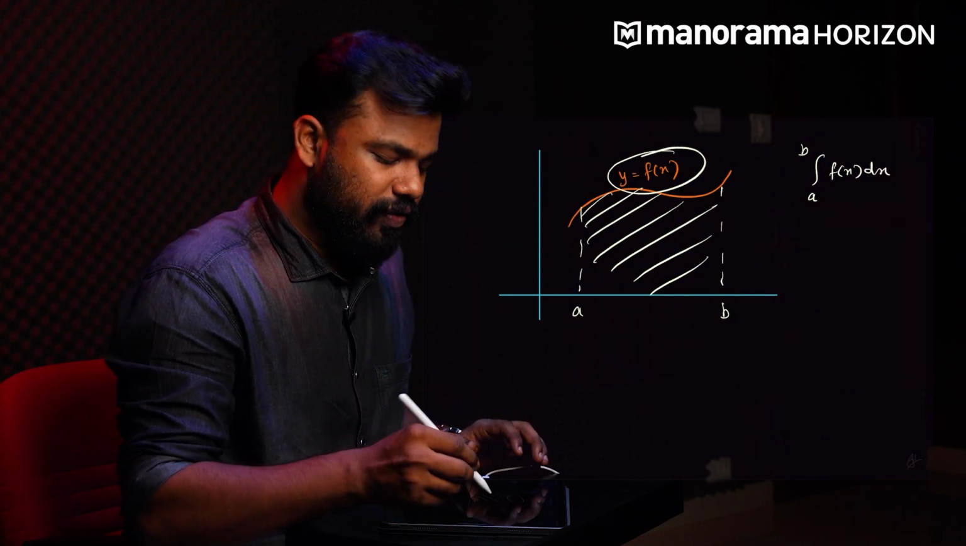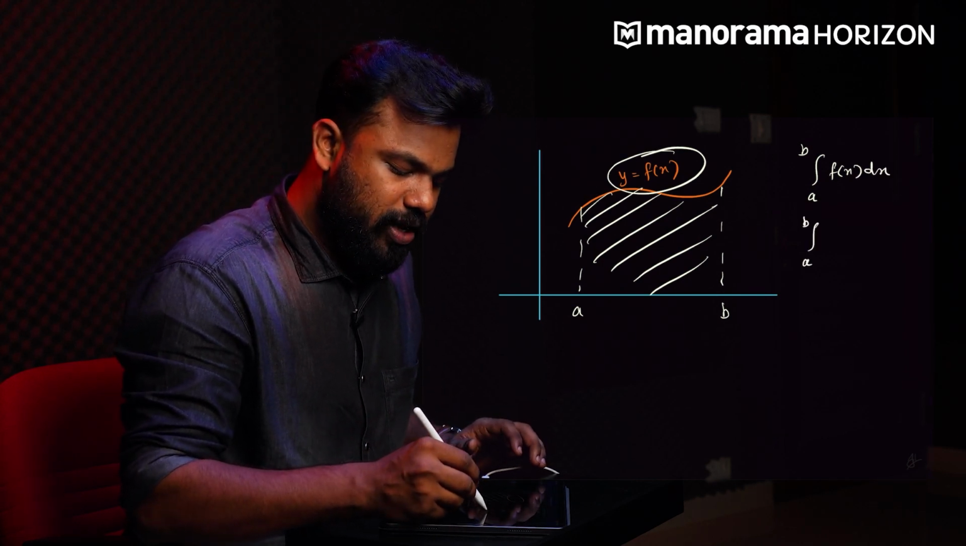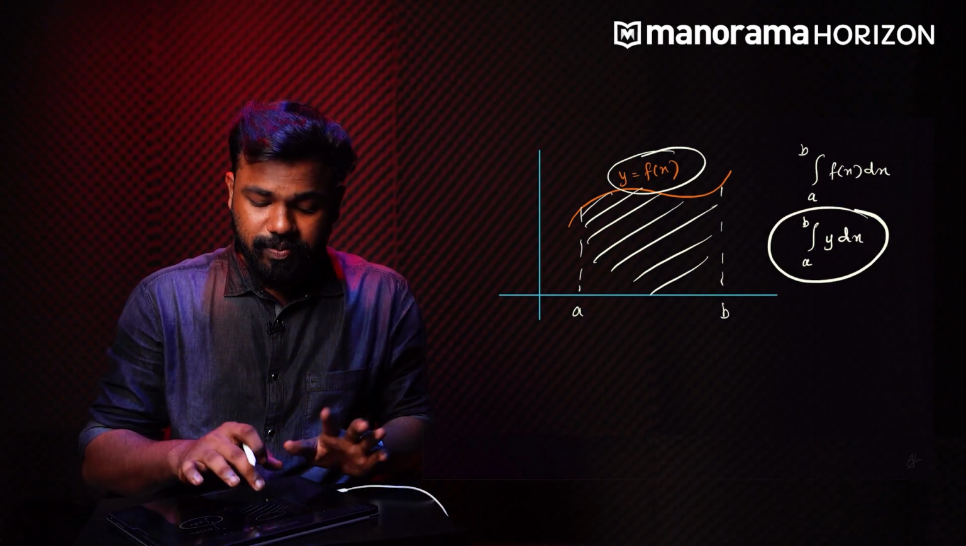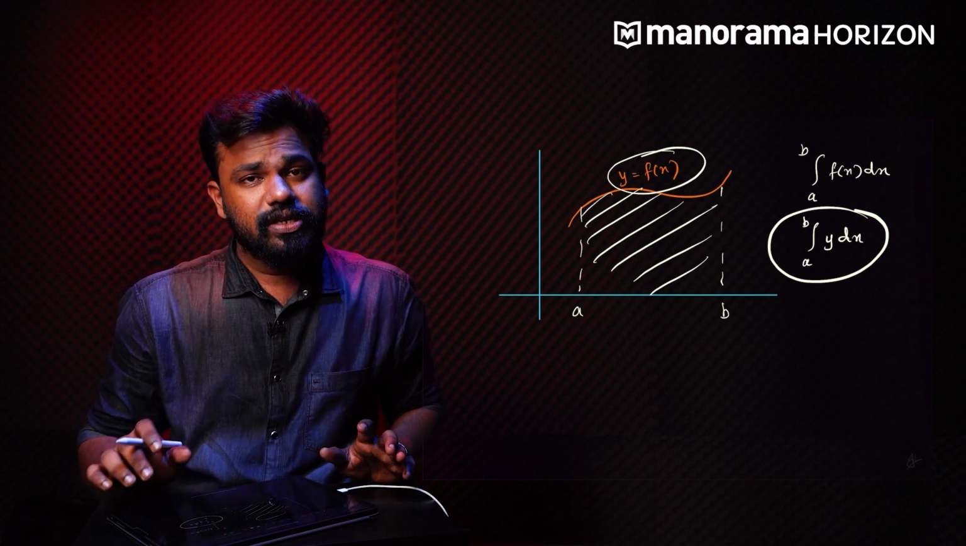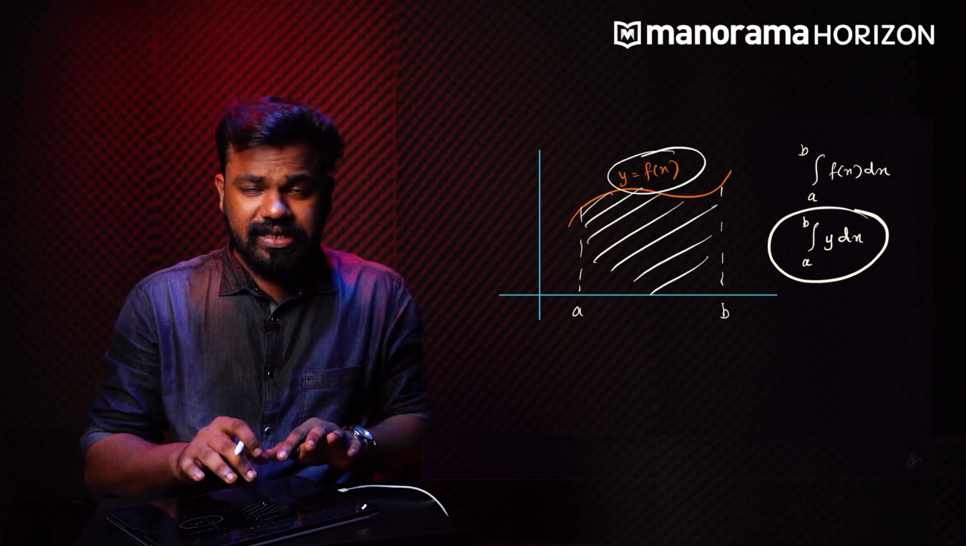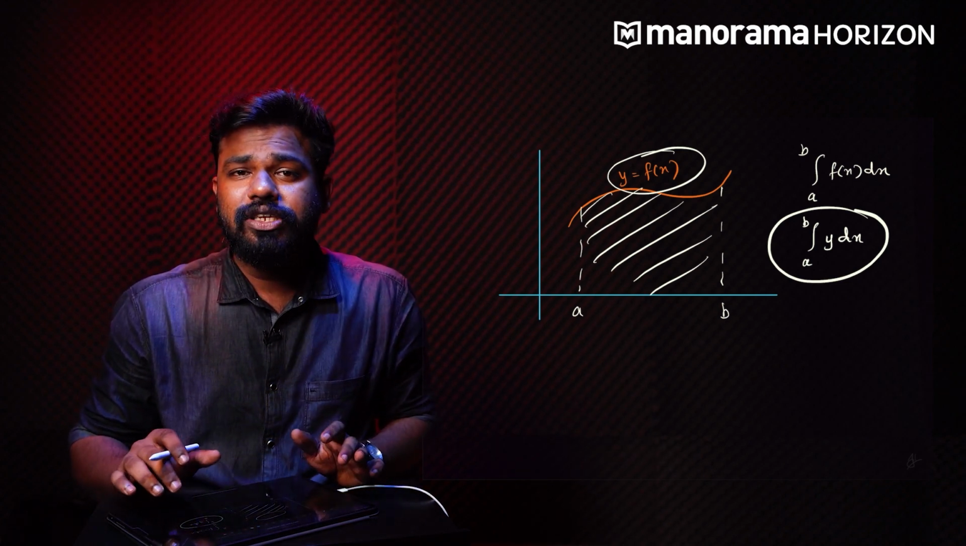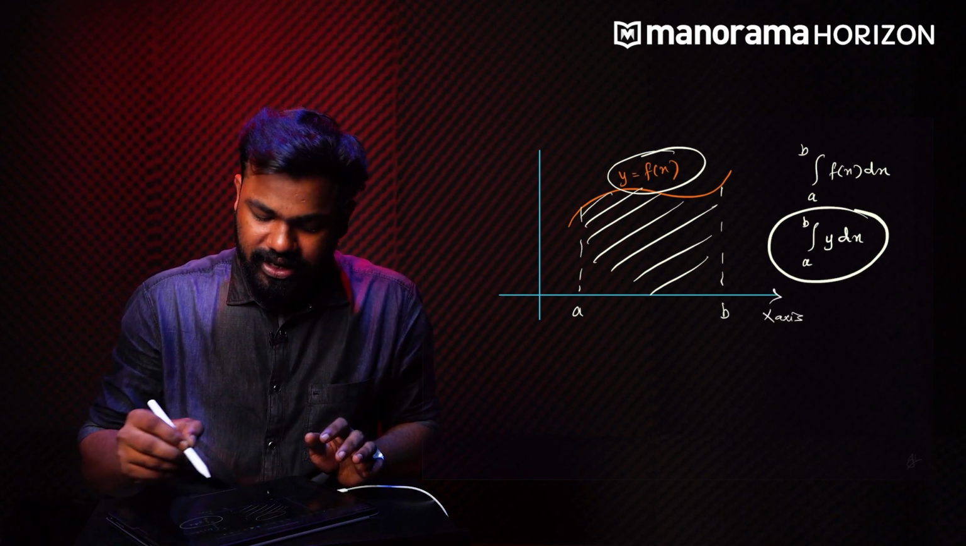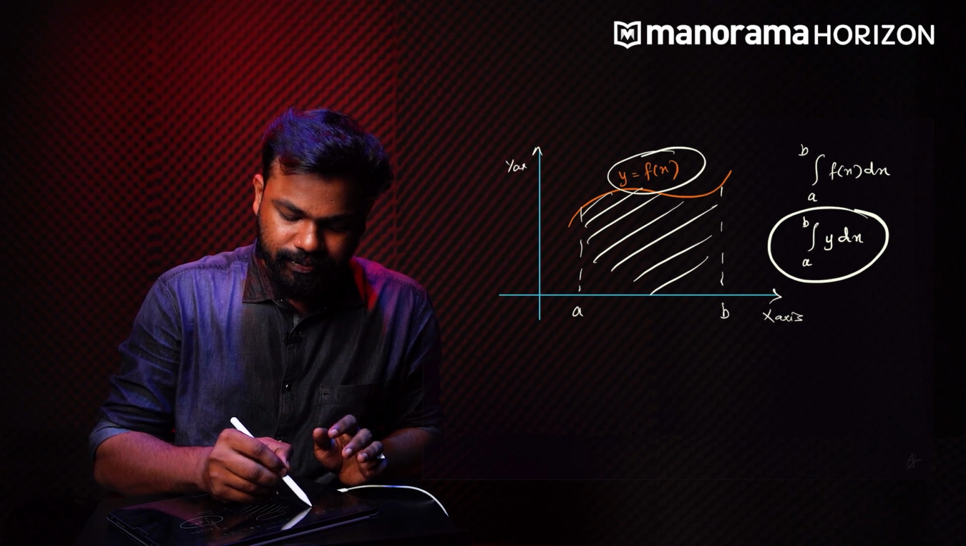Now what is this f of x? It is nothing but integral a to b y dx, right? So this is how we find out the area of this particular curve, that is y is equal to f of x. And this curve, I have taken the area with respect to which axis here? I have taken it with respect to the x-axis. Remember, I have taken here with respect to the x-axis.